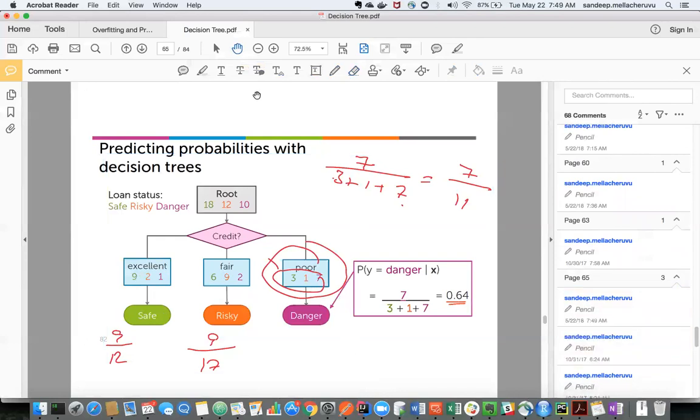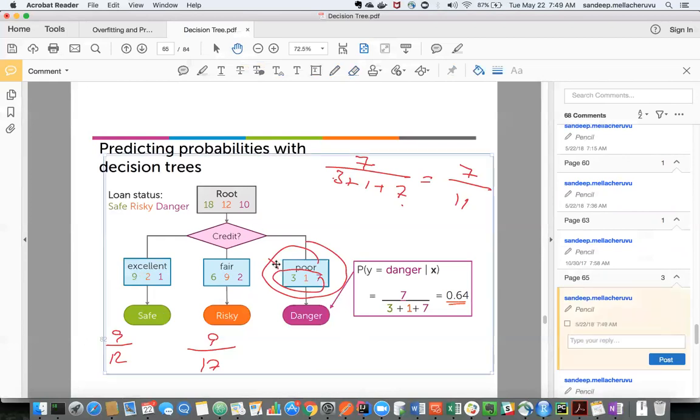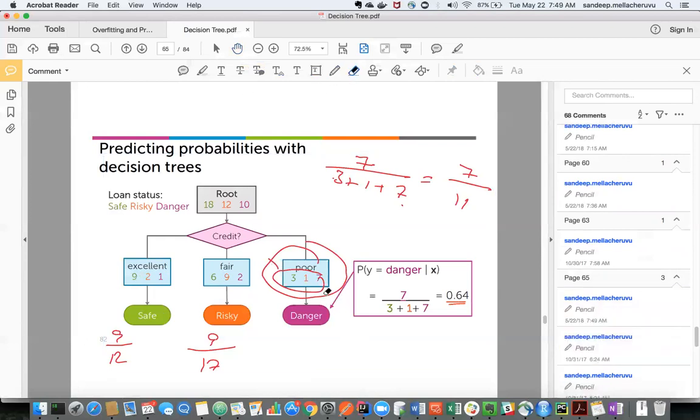I think I can keep this one. Are you clear so far? Yes, Sandeep. Is it interesting or boring? It's interesting. Okay.